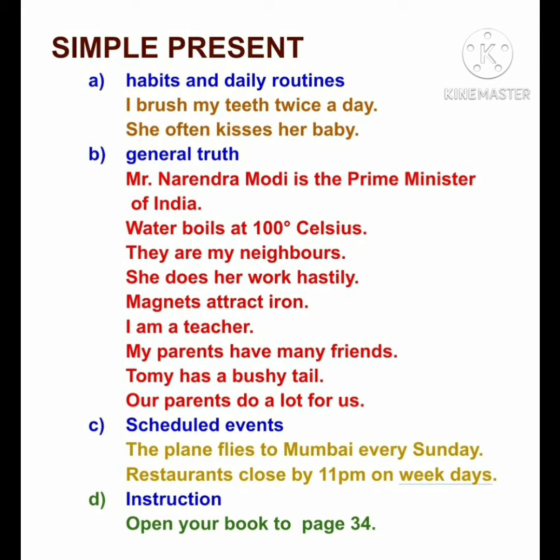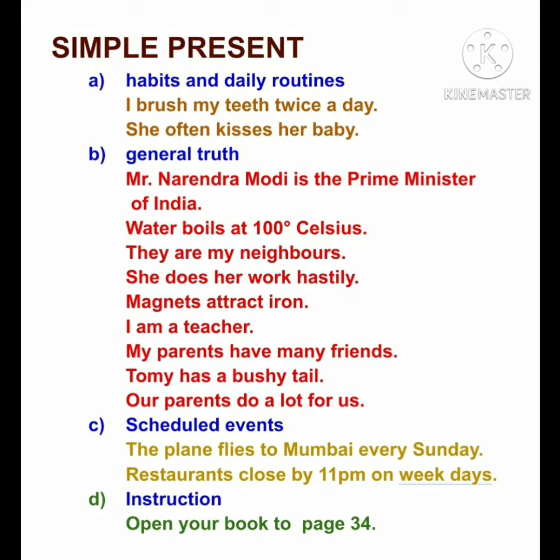We can express a general truth in simple present tense. By general truth, I mean anything that is true in the present. For example, Mr. Narendra Modi is the Prime Minister of India. Water boils at 100 degrees Celsius. They are my neighbors. She does her work hastily. Magnets attract iron. I am a teacher.